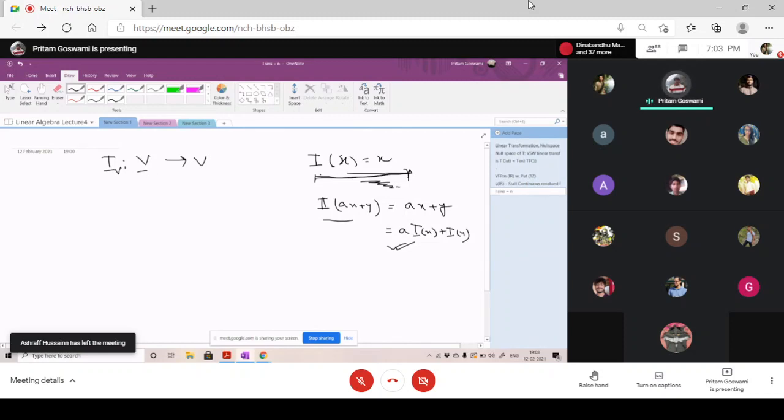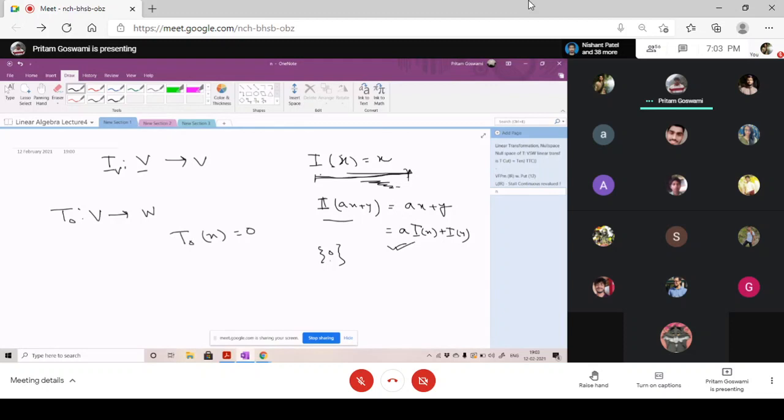Here the domain is V and the range is also V, right? And another transformation is T0, the zero transformation. T0 from suppose V to W is nothing but T0 of x equals 0. The whole image is only the zero set, the null vector. This is called zero transformation. Clear till now? Yes, sir.